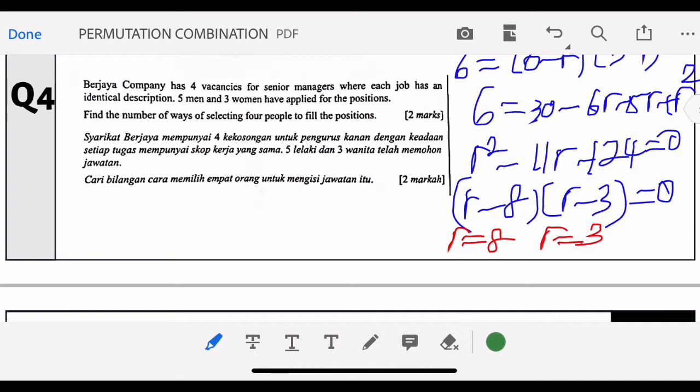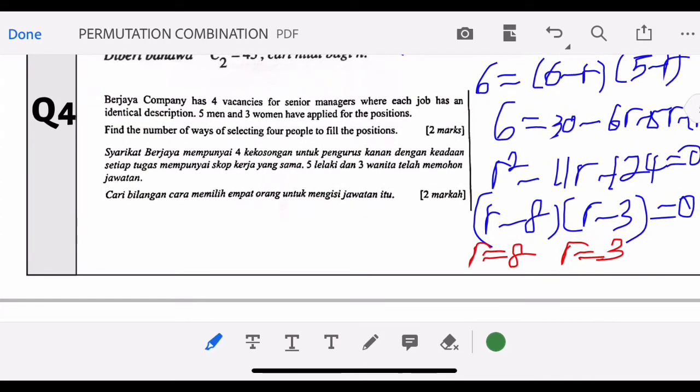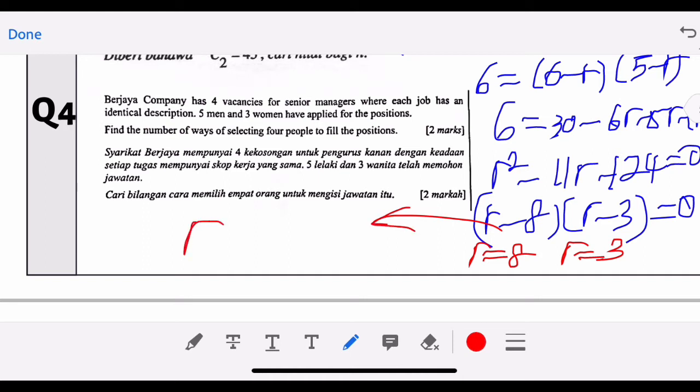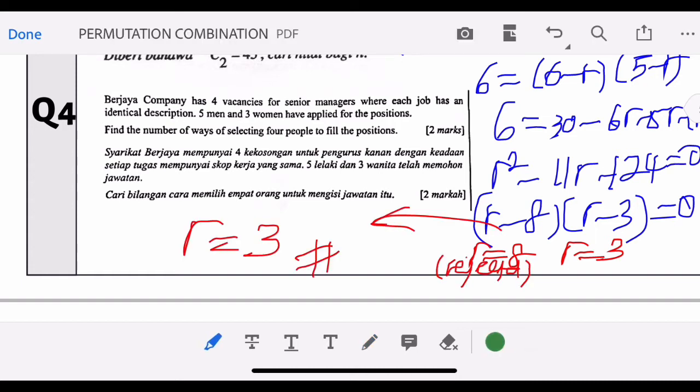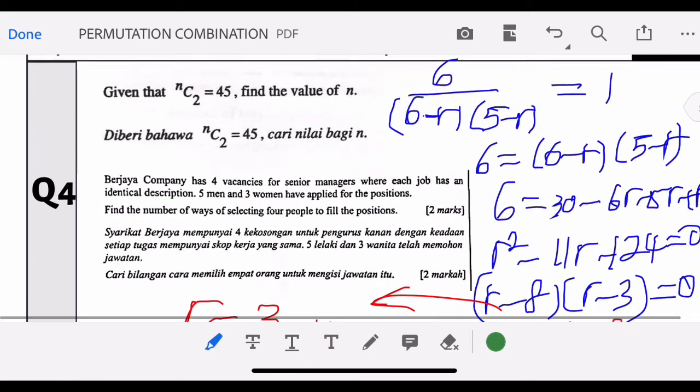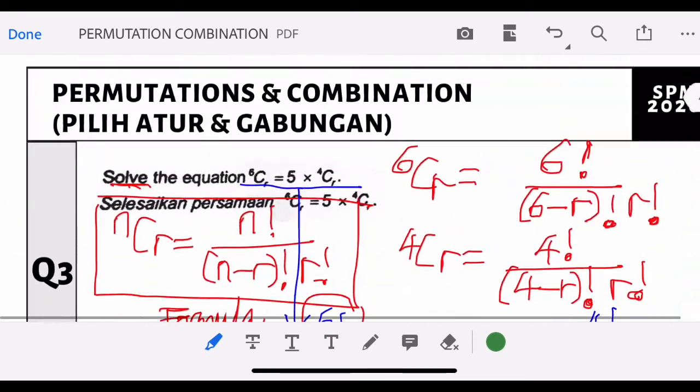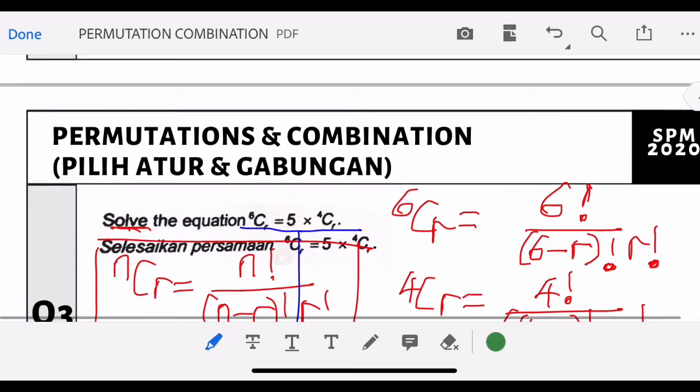So remember, for HOTS questions, we always have to follow the 4 steps: U, P, I, C. What is U? U is understand the question. P is planning: use or check the formula, copy the formula. Implementation means you use the formula and apply it. And finally, you have to check.